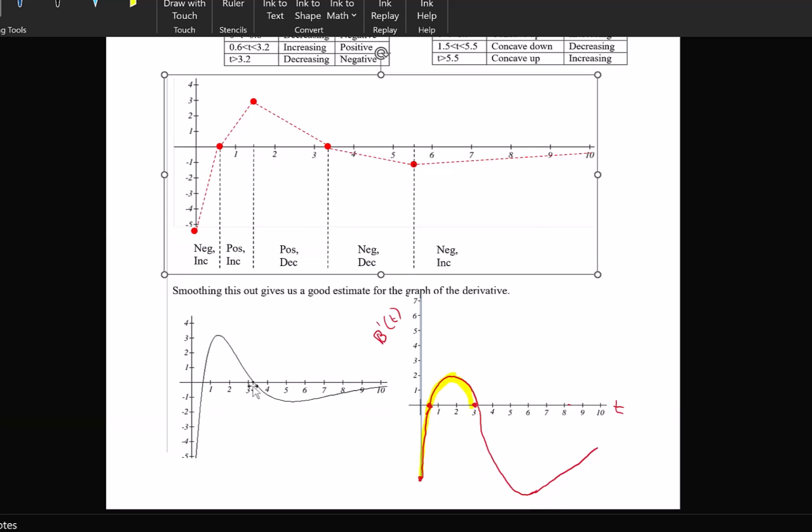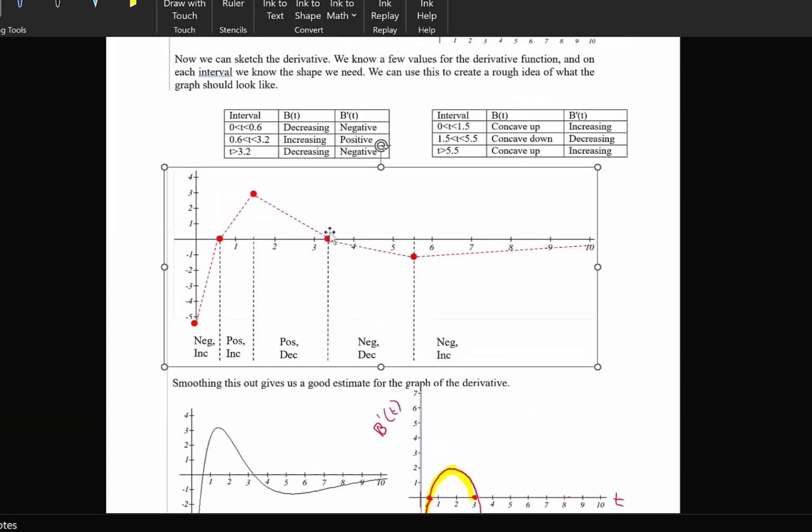I said 3. They say it's a little over 3. Then I knew it was coming down. I didn't know what the slope was, but I knew then it was getting smaller. So we had the right shape, even though we didn't have the numbers. We didn't figure out the values.